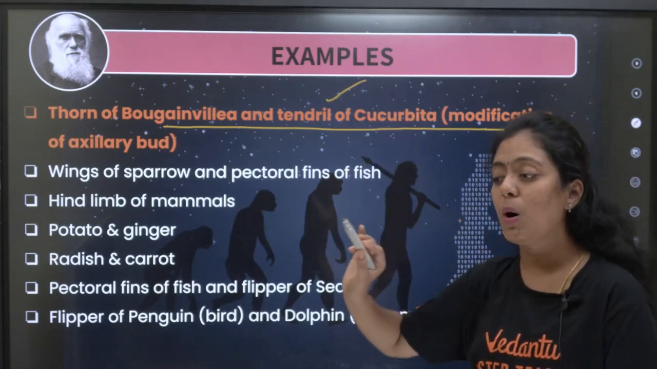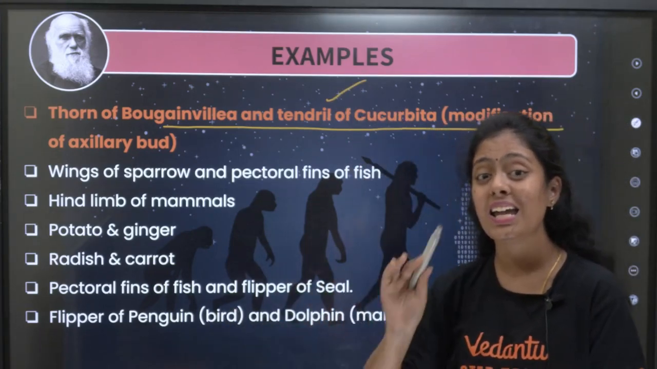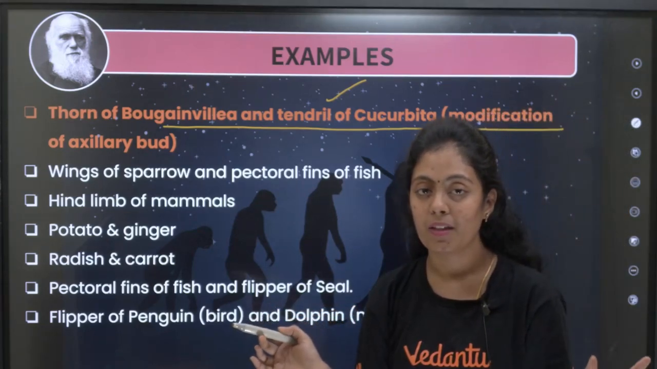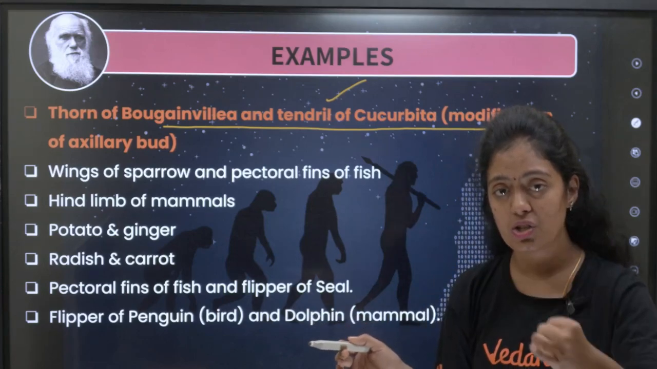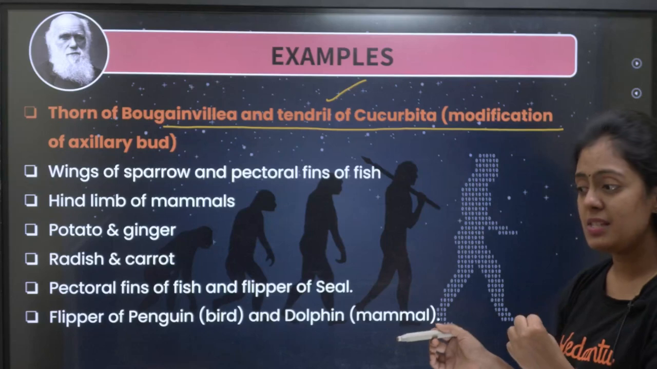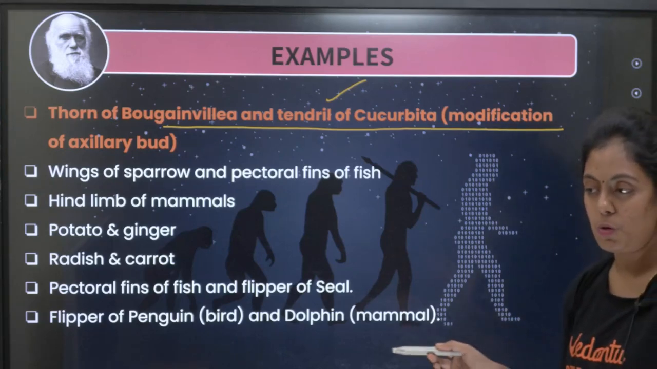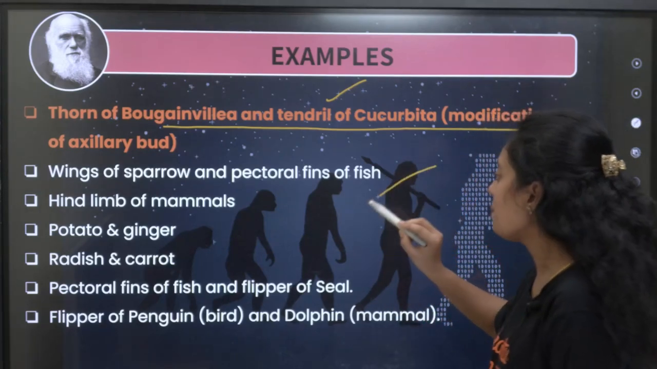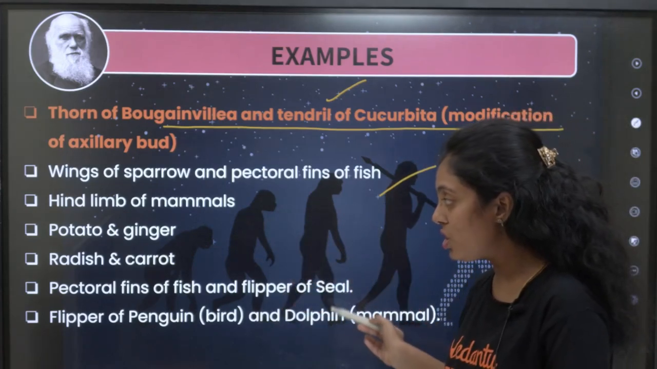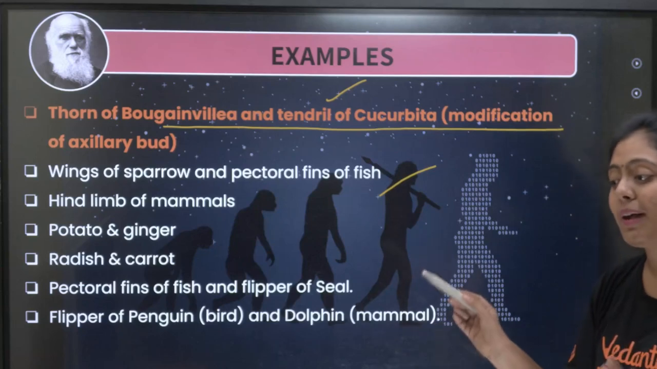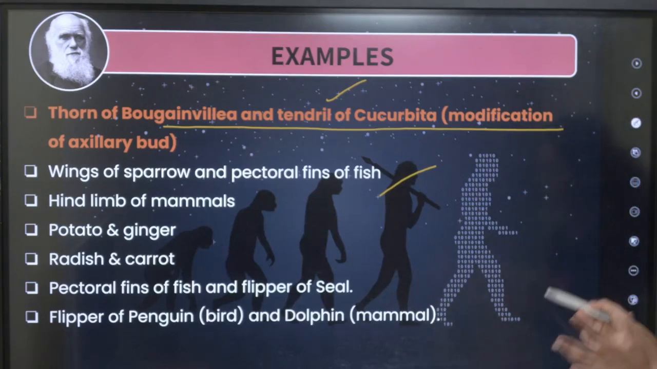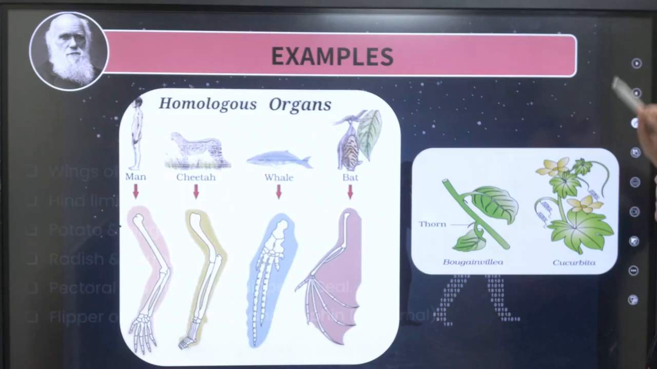Thorns of bougainvillea and tendril of cucurbita are examples for homology. Both are a modification of stem. They have the same structure, same origin, but different function. Thorns help in defense, tendril helps in support. Then wings of sparrow and pectoral fins of fish, hind limbs of mammal, potato and ginger, radish and carrot, pectoral fins of fish and flipper of seal. Then flipper of penguin and dolphin.